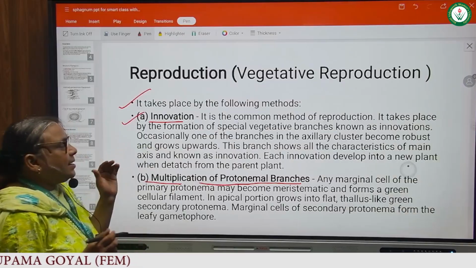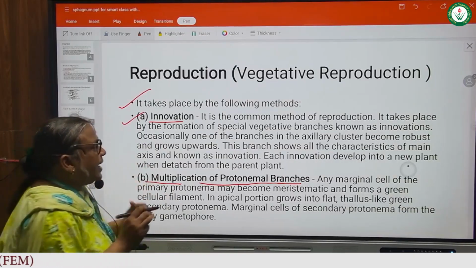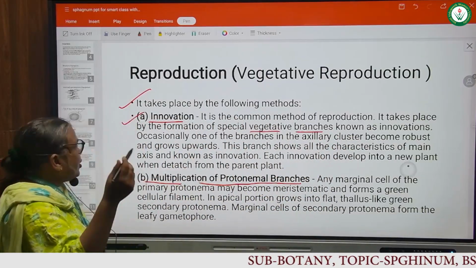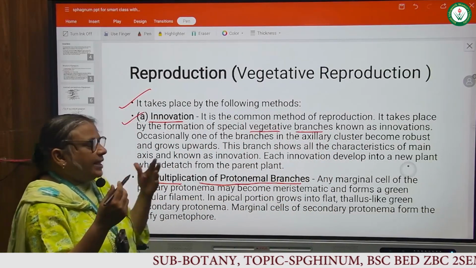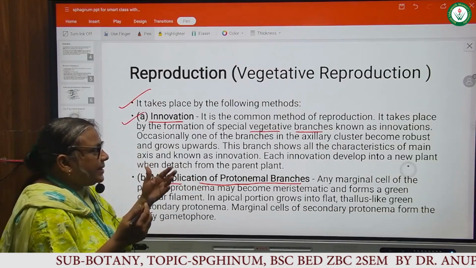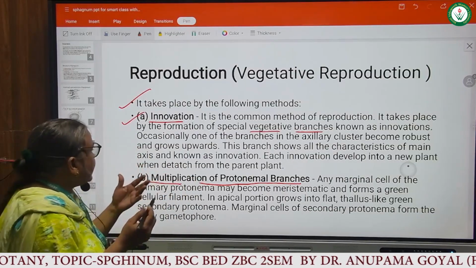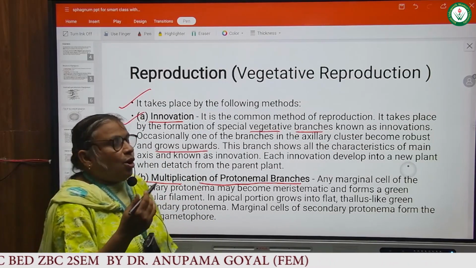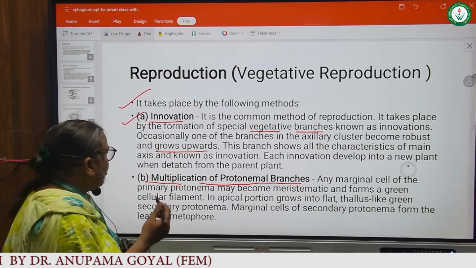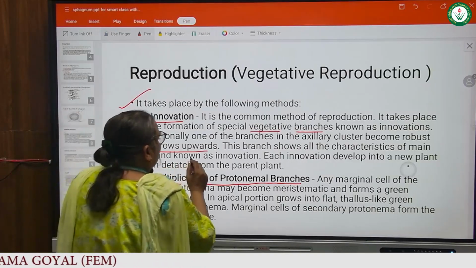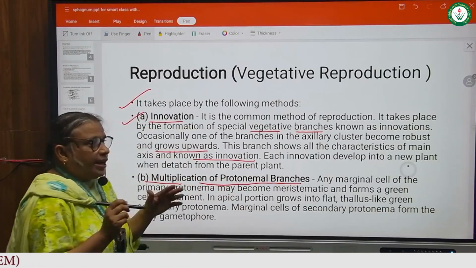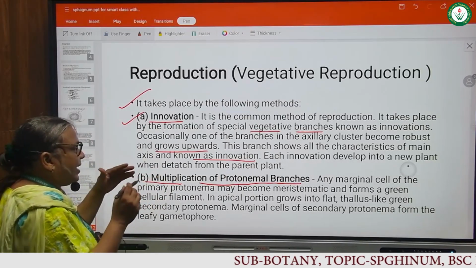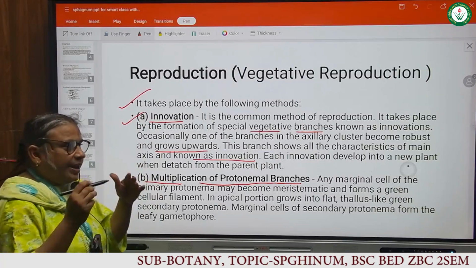It takes place by the formation of special vegetative branches called innovations. Occasionally, one of these branches in the axillary cluster becomes robust and grows upwards. This branch shows all the characteristics of the main axis and is known as innovation. Each innovation develops into a new plant when it gets detached from the parent plant.